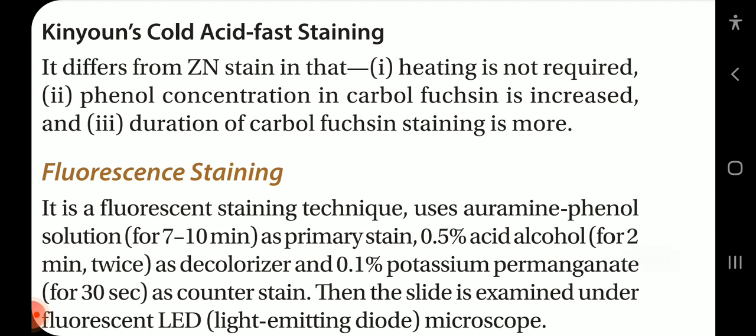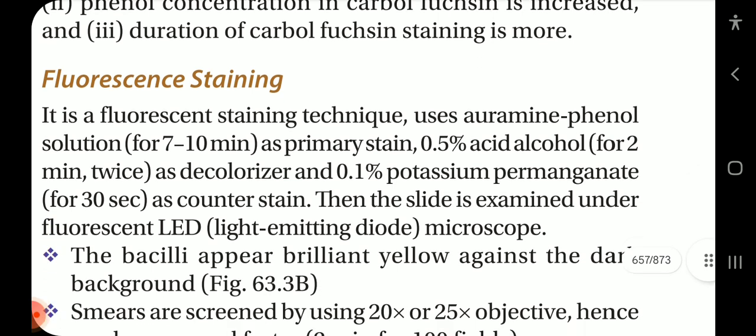Cold acid fast staining, or Kinyoun stain, differs from Zn stain in that heating is not required and the phenol concentration of carbol fuchsin is increased. The duration of carbol fuchsin staining is also more.